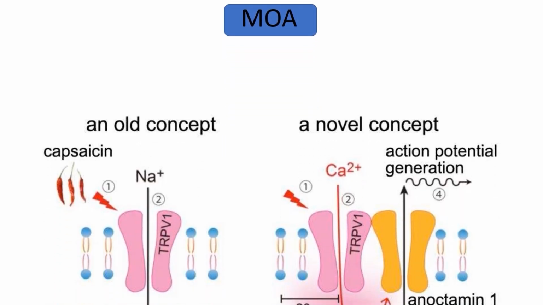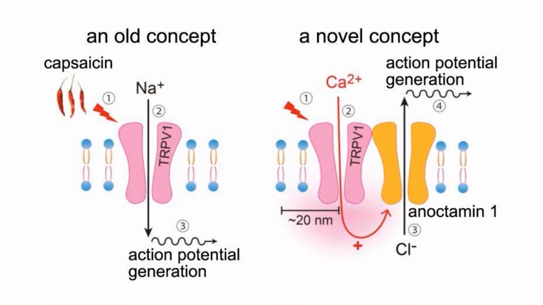I am here to talk about the mode of action of capsaicin. There are two concepts, an old concept and a novel concept, of capsaicin TRPV1 activation. In the old concept, TRPV1 is activated by transport of sodium ions inside the membrane, causing action potential stimulation. But in the novel concept, activation of TRPV1 causes heat generation and desensitization of the nervous system, giving a pain-relieving effect.